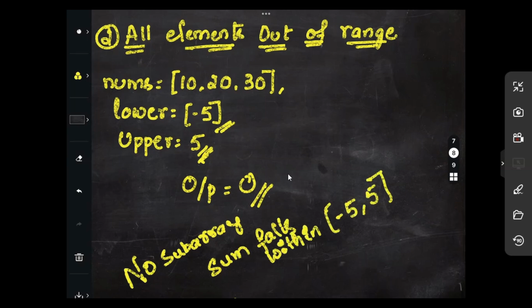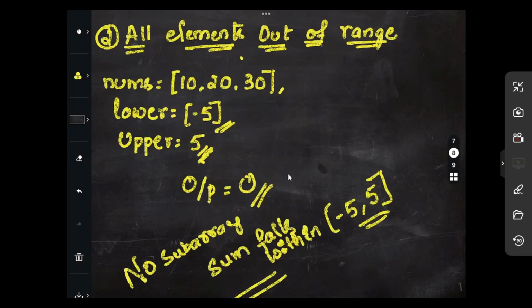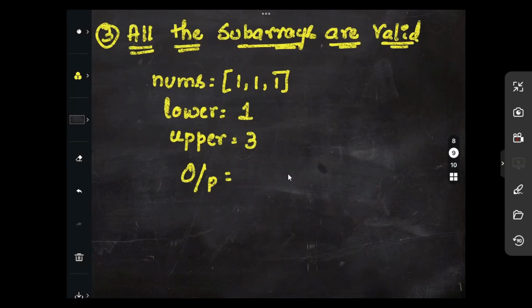If you want to try out why we got output 0, you can just follow the same steps that I showed during the approach, for the first example that we considered from the question. The output you will get here is 0. So this is the condition where all the elements are out of range. Let's move on to the third edge case: all the subarrays are valid.